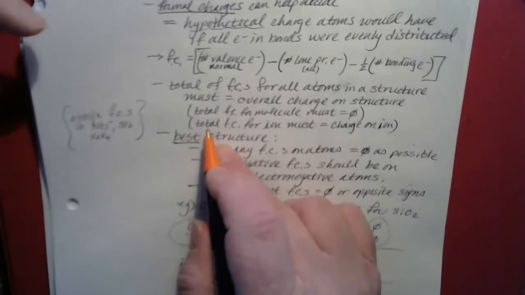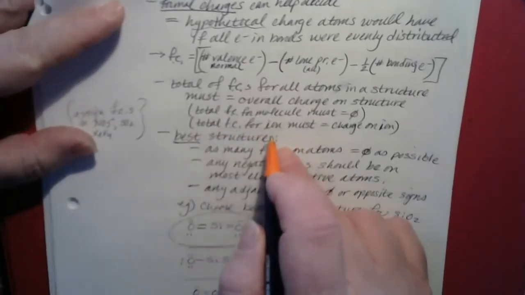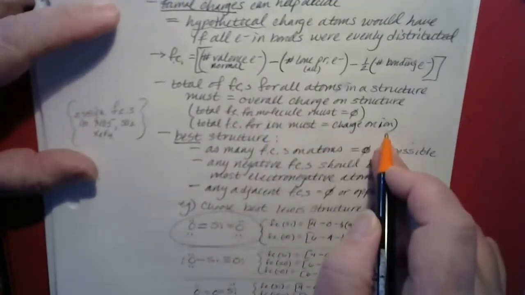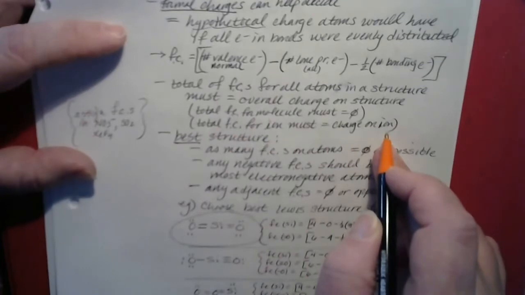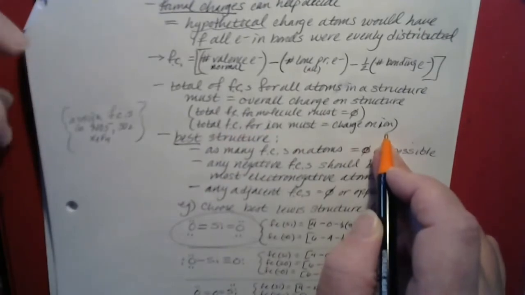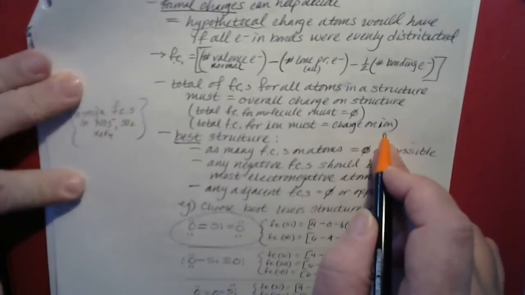If you're working with an ion, then the total of all of the formal charges on all of the atoms in the ion has to equal the charge on the ion. So with the nitrate ion, all of the formal charges on all of the atoms have to add up to -1, because that's the charge on the ion. And if they don't, then something is wrong.